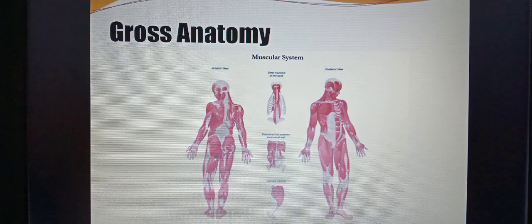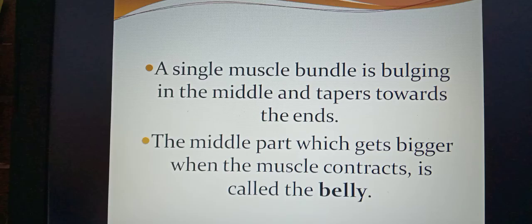We will now proceed to the gross anatomy. A single muscle bundle is bulging in the middle and tapers toward the end, meaning it is big at the center. The middle part, which gets bigger when the muscle contracts, is called the belly. In our biceps class, when you bend your arm and flex, the biceps is the one that bulges at the center. That is called the belly.